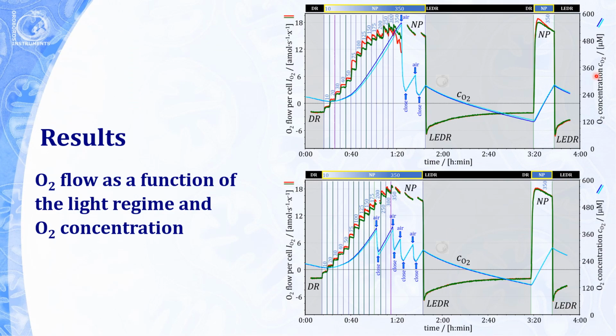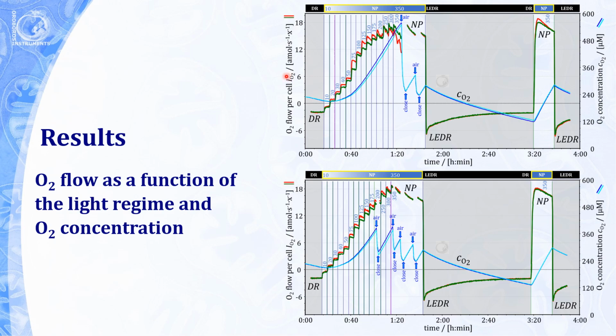Results: oxygen flow is a function of light regime and oxygen concentration. The net oxygen production rates are the red and the green traces corresponding to the left ordinate, whereas the right y-axis shows the oxygen concentration to which the blue traces correspond.